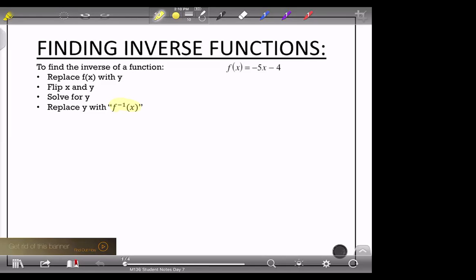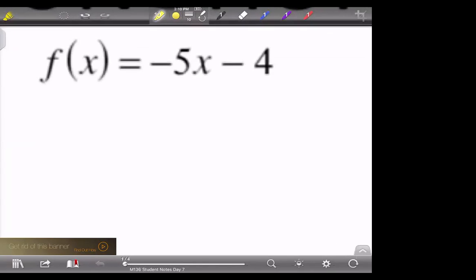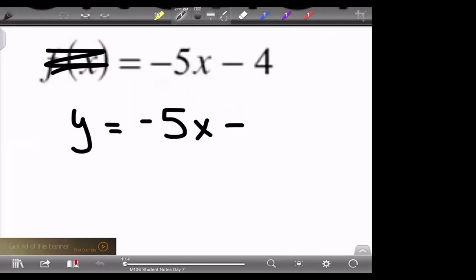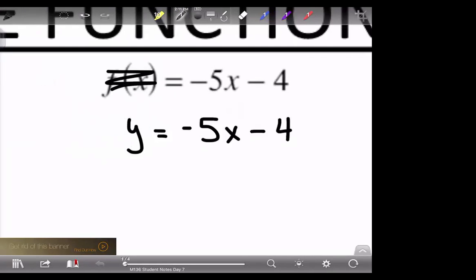So let's try the first one. Step 1, we're going to replace f of x with y. So here's my equation. I'm going to take f of x out and I'm going to replace it with y. So that's step 1.